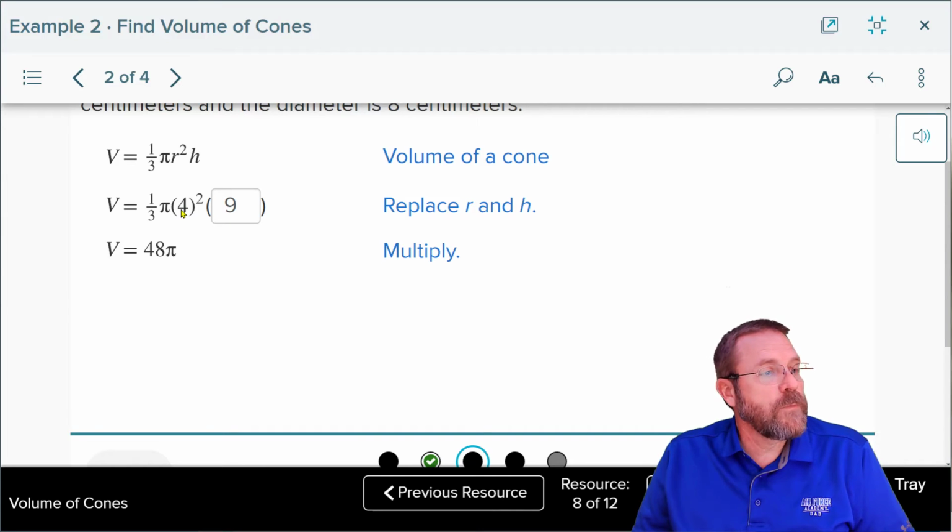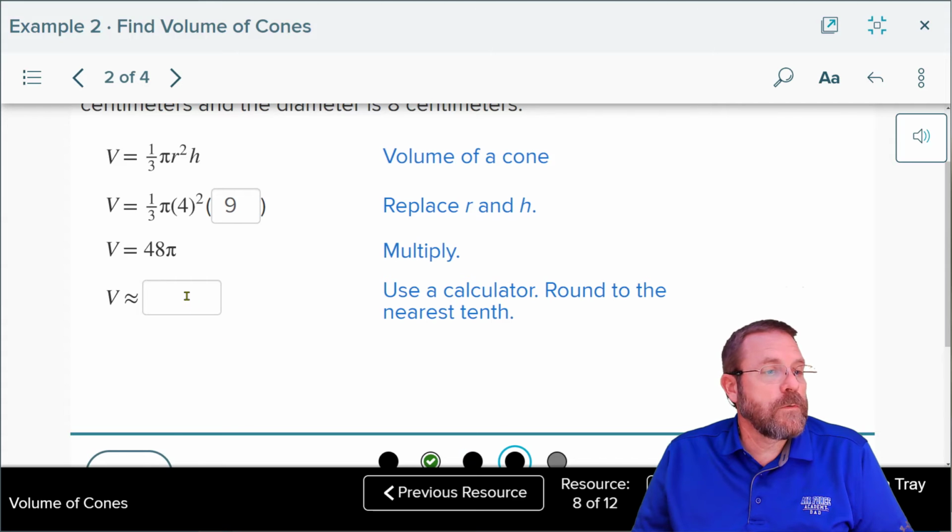And from here, what they did, there's a whole bunch of things at one time. First, they said 4 times 4 is 16. Then they said 1/3 of 9 is 3. And then from there, they said 16 times 3 is 48. And they might have done it different. They might have done 16 times 9 and then did 1/3 of that number. But either way, it's still going to give them 48 pi.